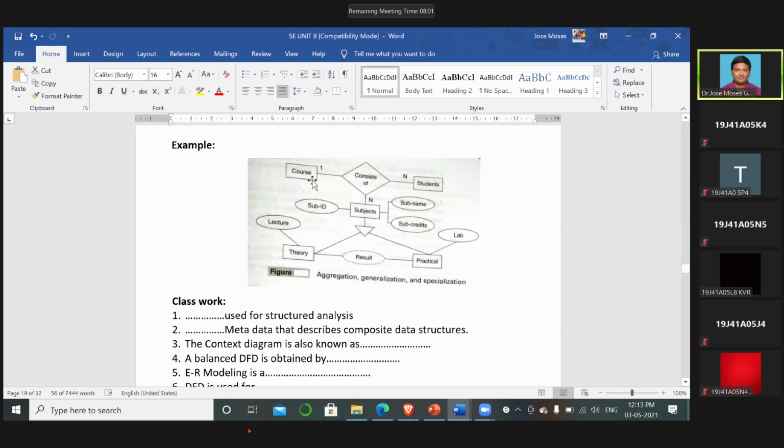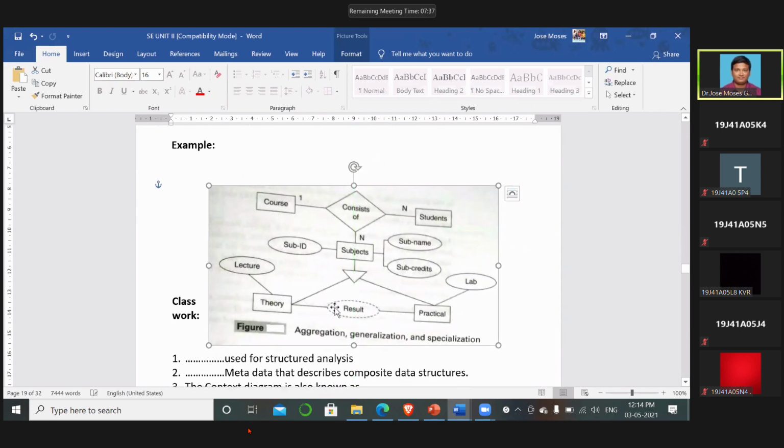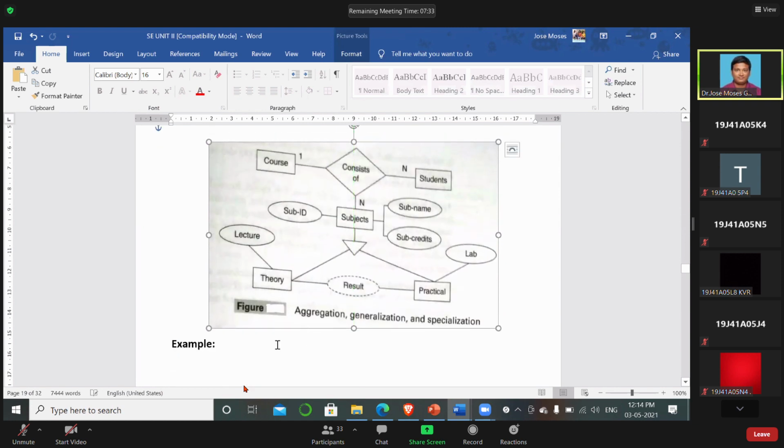Can you tell me what is generalization in this particular diagram? You should identify all the things. What is entity? What is attribute? What are the relationships? We have generalization and specialization. Can you see? Can you identify? None of you are responding. What is the specialization or generalization in this particular diagram? Subject names and subject credits are generalized, yes. Only one is responding. I don't know whether all are understanding it or not, but this is a generalized manner. If it comes as theory and practical, this is a specialized manner.